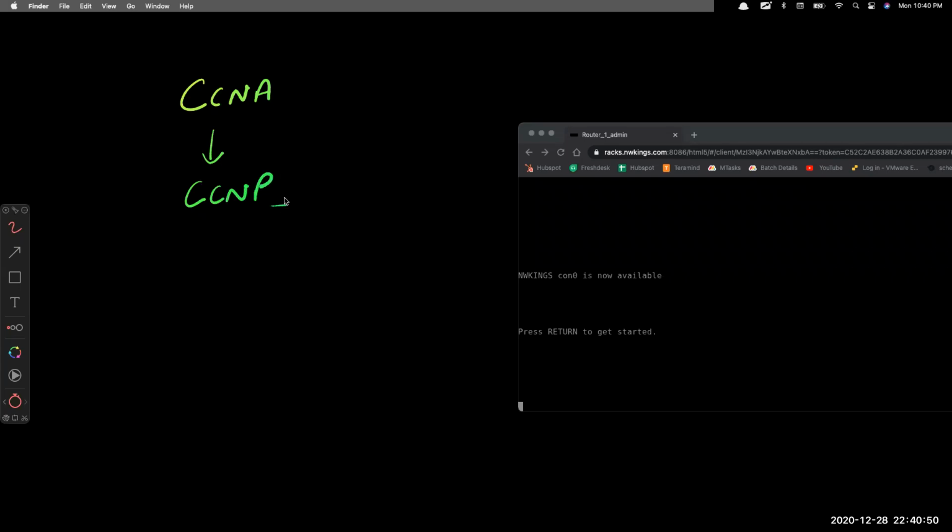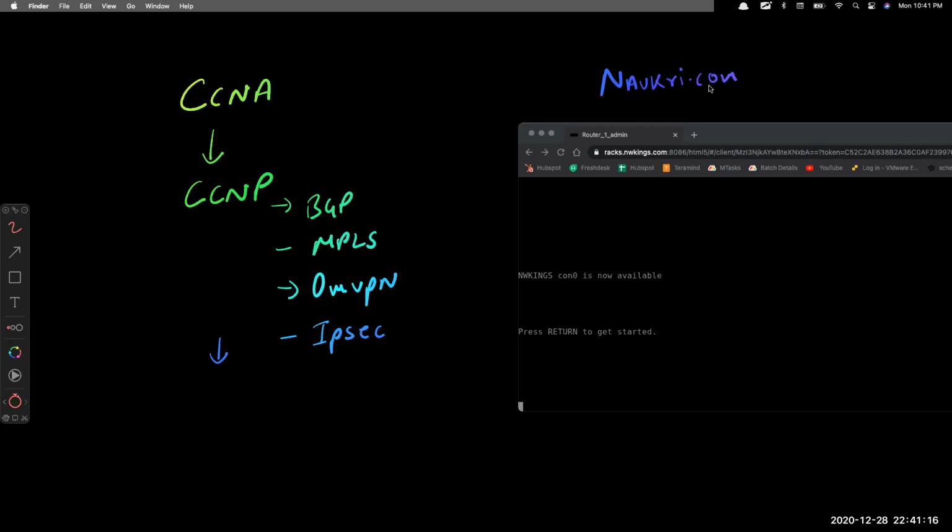That will add a lot of technologies like BGP. You will learn MPLS, and advanced things like DMVPN. You will learn IPsec. There are a lot of technologies you will understand in CCNP. And after that, every company I have seen on Naukri.com and on LinkedIn needs firewalls nowadays, so it's better to learn firewalls.